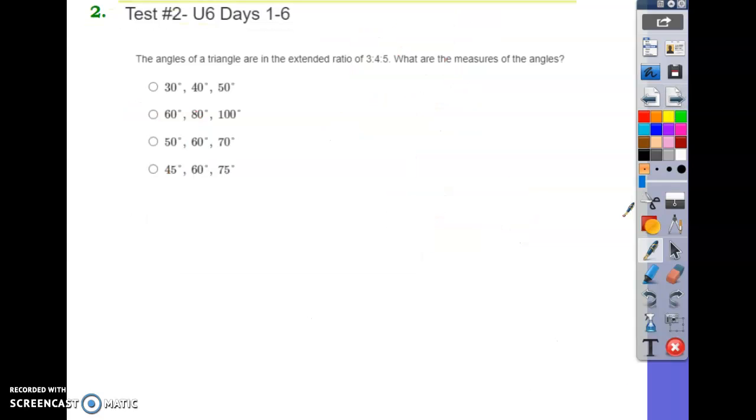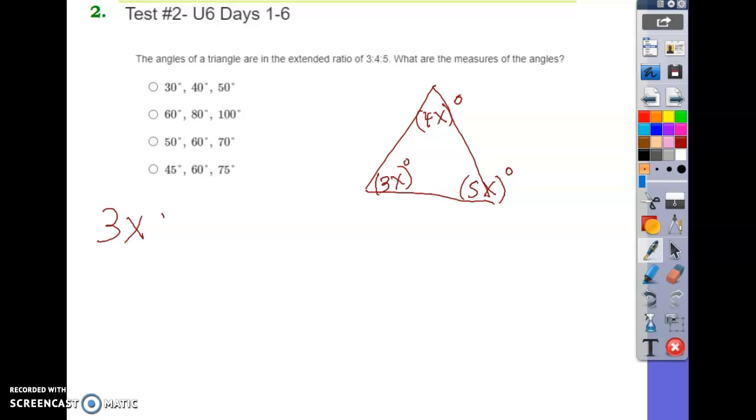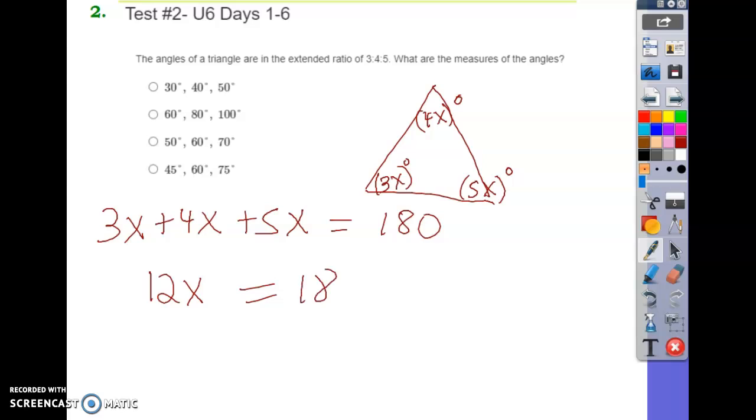Number 2. So if I draw a triangle and the relationship between the angles is for every 3 degrees here, there's 4 degrees here, and there's 5 degrees here. And we know that 3x plus 4x plus 5x, all those angles, when I add them up, that should be 180 degrees. So that's 12 x's equals 180. Divide both sides by 12, and we get x equals 15.